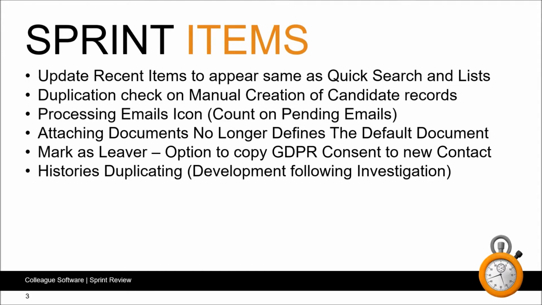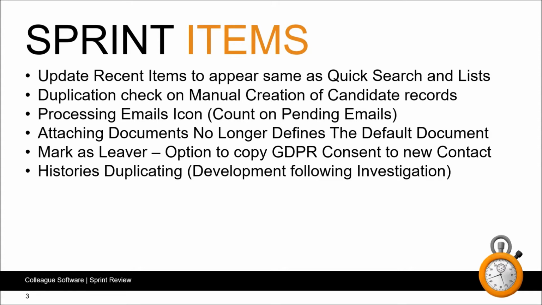Looking at the high-level items and to explain further, in this sprint we've been able to update the recent items area so this displays records similar to the quick search and lists. This is with the ability to specify the fields that you want to see and with the option to click on links to generate an email, telephone call or open a web address.